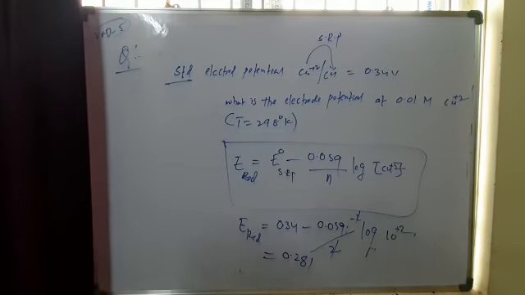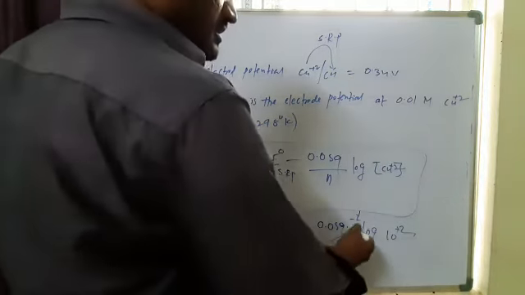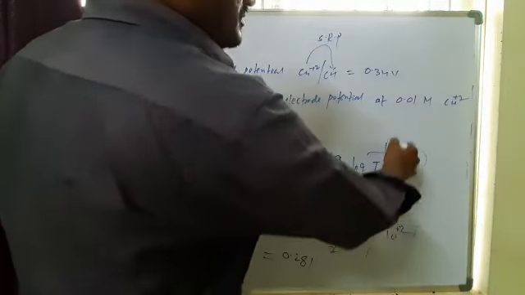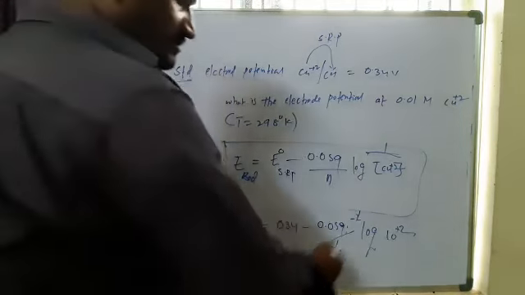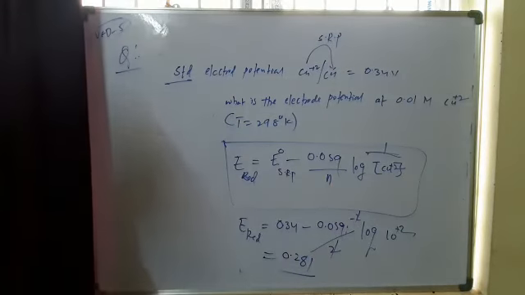So here, for the metal electrodes, 1 by copper plus 2 you have to take, and 0.05, and then you will get the answer.